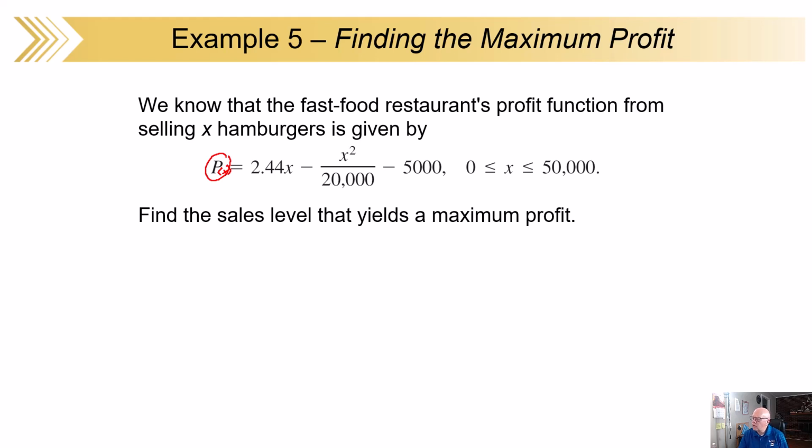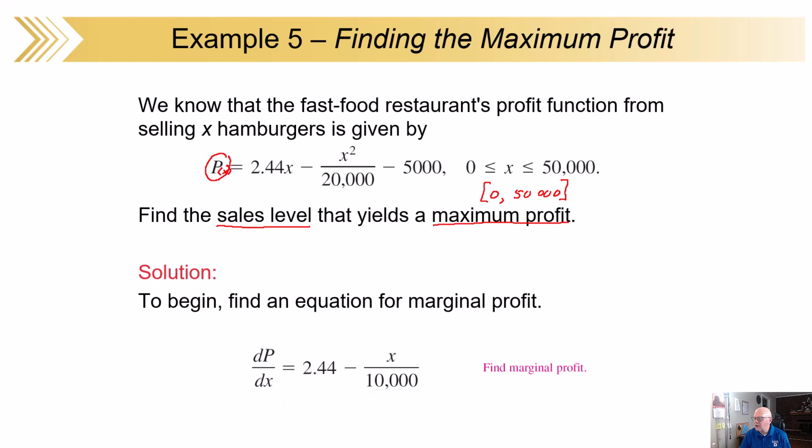And we've got an interval, a closed interval, notice, because we've got the equals on both sides. Interval from 0 to 50,000. We want a maximum profit, so we're going to be looking for where the critical points are. When we get those, we're going to check the function value at the critical points and the endpoints. See which one has the largest value. So let's see what sales level gets us that maximum profit.